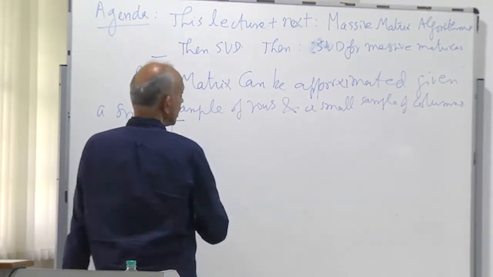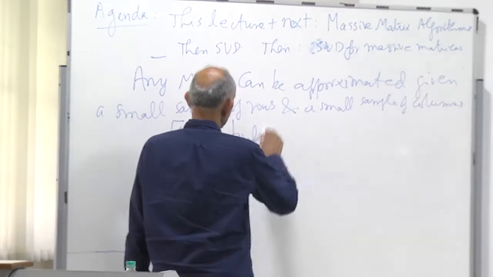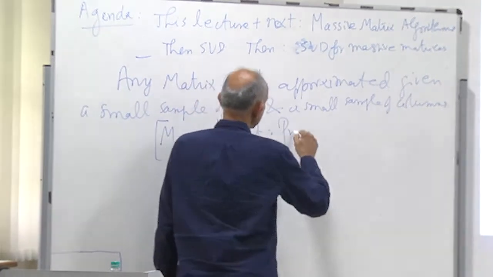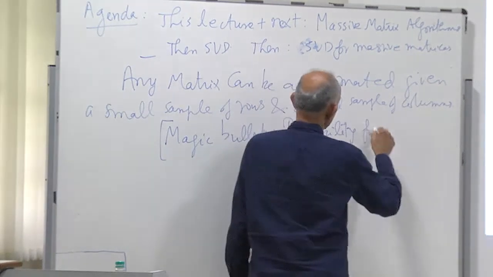But the magic bullet is the probability distribution with which you pick the rows and columns. Probability for sampling.